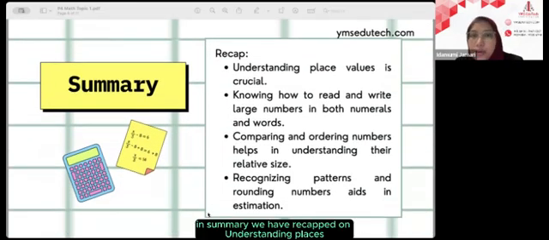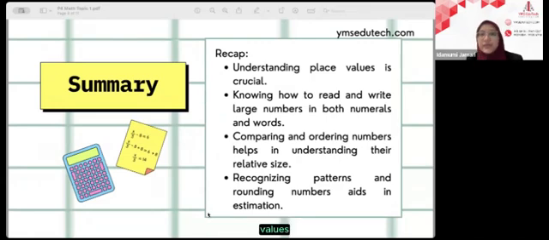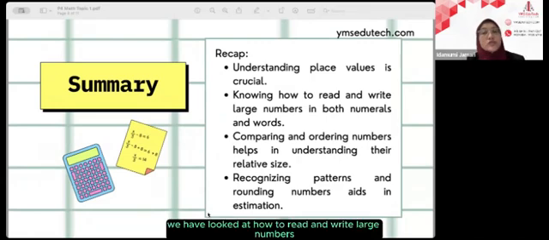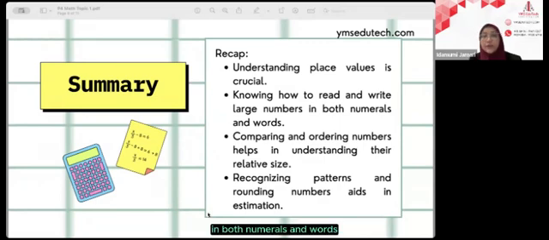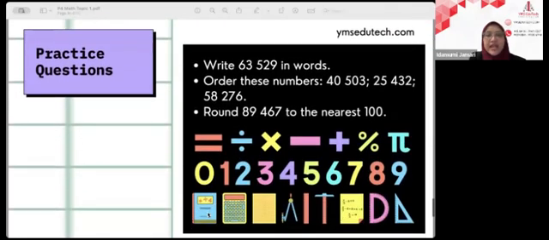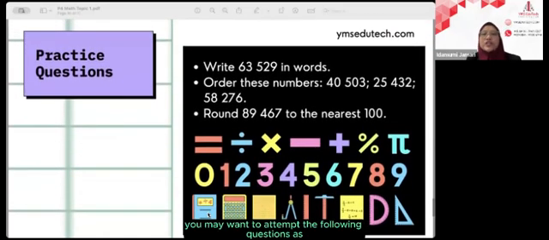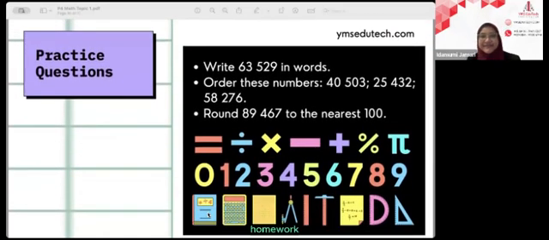In summary, we have recapped on understanding place values. We have looked at how to read and write large numbers in both numerals and words. And we have looked at how to compare as well as order numbers, recognize patterns, and round numbers. You may want to attempt the following questions as homework.